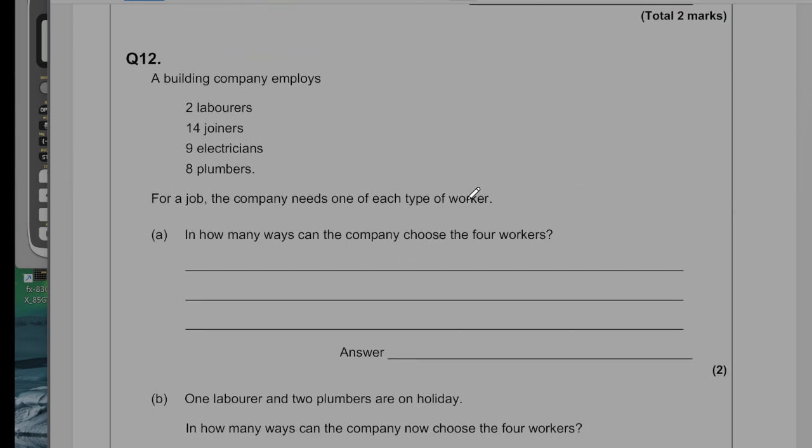Right, question 12. A building company employs 2 labourers, 14 joiners, 9 electricians, and 8 plumbers. For a job, the company needs 1 of each type of worker. In how many ways can the company choose 4 workers? So this is going to be 2 times by 14 times by 9 times by 8.